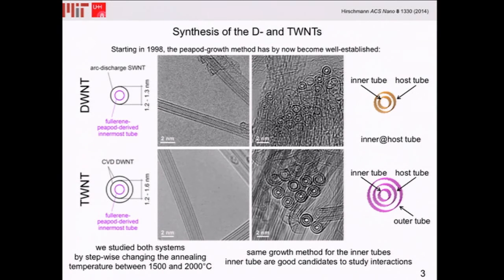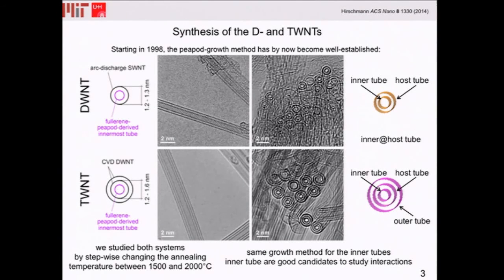At first I will talk about the growth method to produce double-wall and triple-wall carbon tubes. The double-wall carbon tubes were prepared from arc discharge single-wall carbon tubes, and then we put fullerenes inside and heat them up at different temperatures. So we grow these high-quality double-wall carbon tubes. The triple-wall carbon tubes were a little bit different. As a host material we had diameter enlarged double-wall carbon tubes, and then we also put fullerenes inside, heat them up, and we got this triple-walled structure.